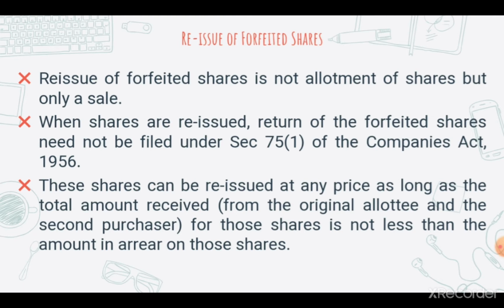Reissue of shares is not allotment of shares, but only a sale. When you're reissuing forfeited shares, you're not allotting these shares because these shares have already been allotted to a shareholder. However, the shareholder has failed to pay, so these shares have been kept aside for another person to take them over. So when they're taking over, it is not reallotment, but only a sale. When the shares are reissued, return on the forfeited shares need not be filed under Section 75, subsection 1 of the Companies Act of 1956.